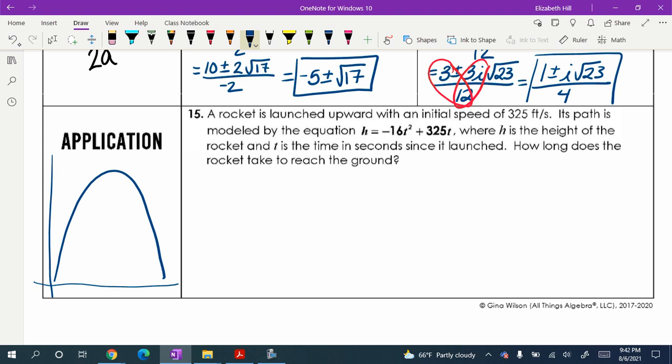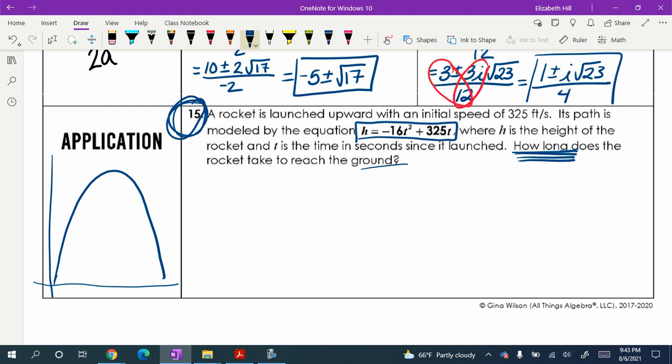So the rocket is launched upward with an initial speed of 325 feet per second. Its path is modeled by this equation. Later on, we'll definitely talk about how that does represent this upside down parabola, where h is the height of the rocket and t is the time in seconds. How long does it take the rocket to reach the ground? Okay, number 1, how long? So you are solving for t. Okay, how long does it take? I will tell you right now that a question like number 15 is on your final exam, okay? How long does the rocket take to reach the ground?